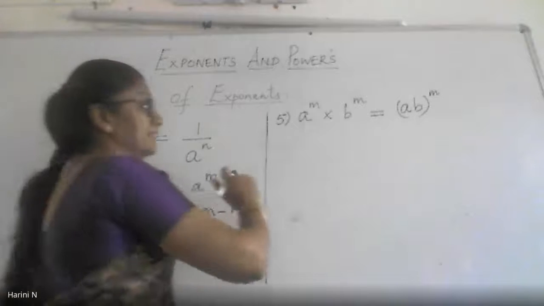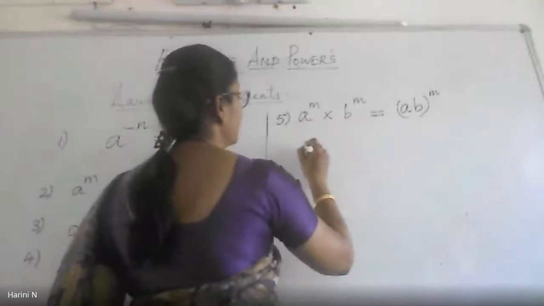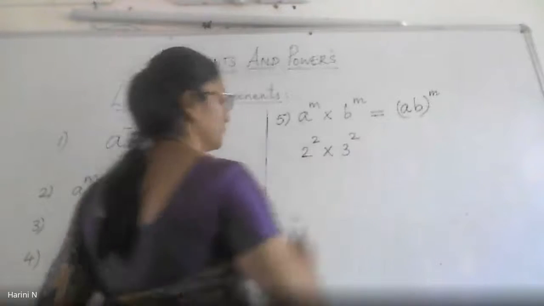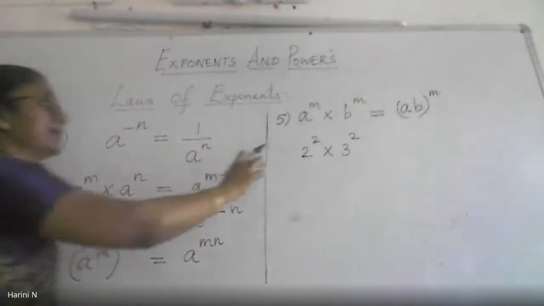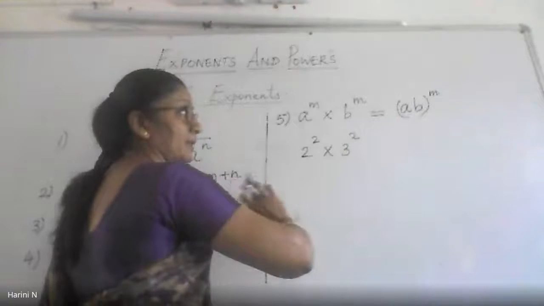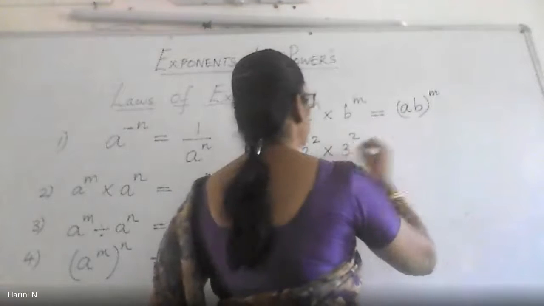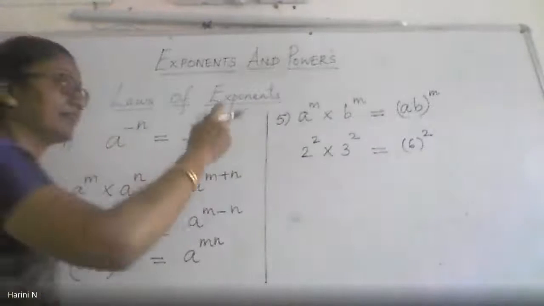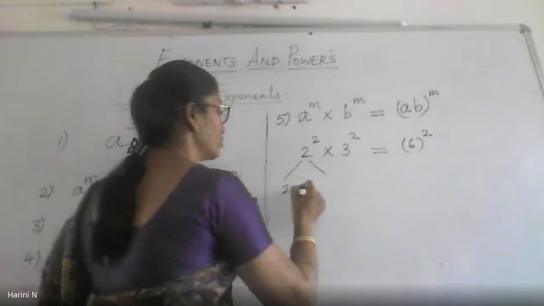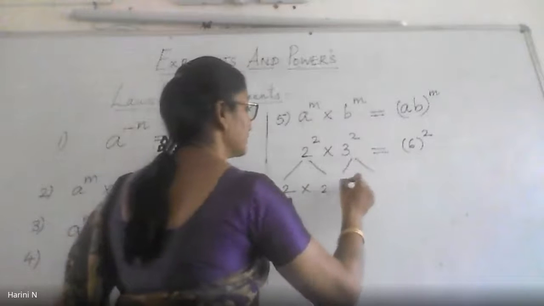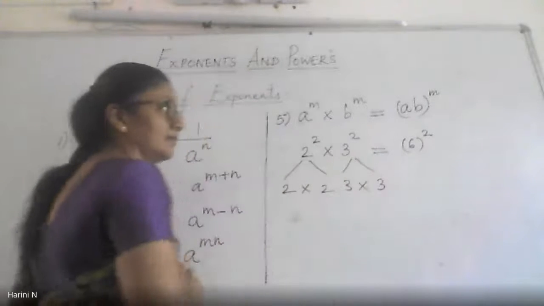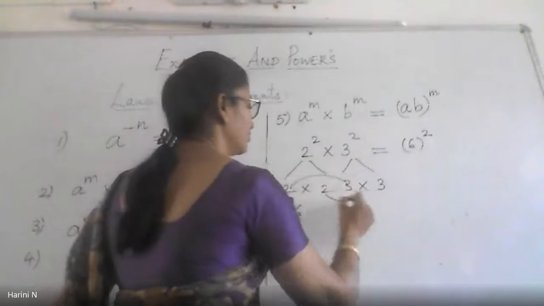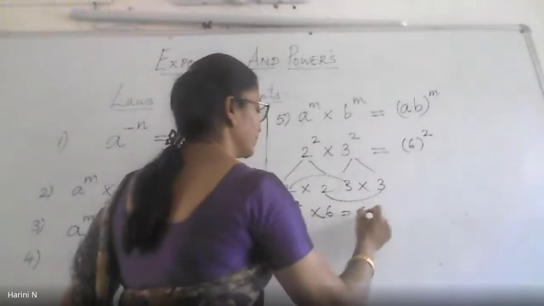This also you can give an example and see. Suppose I take 2 square into 3 square. Correct? The base is different, but the powers are the same. According to my law, it will be 2 into 3, 6, the whole square. Are we getting this? We try to expand and see. This is 2 into 2 and this is 3 into 3. That means it is 2 into 3, 6 and this 2 into 3, 6, which is 6 square.